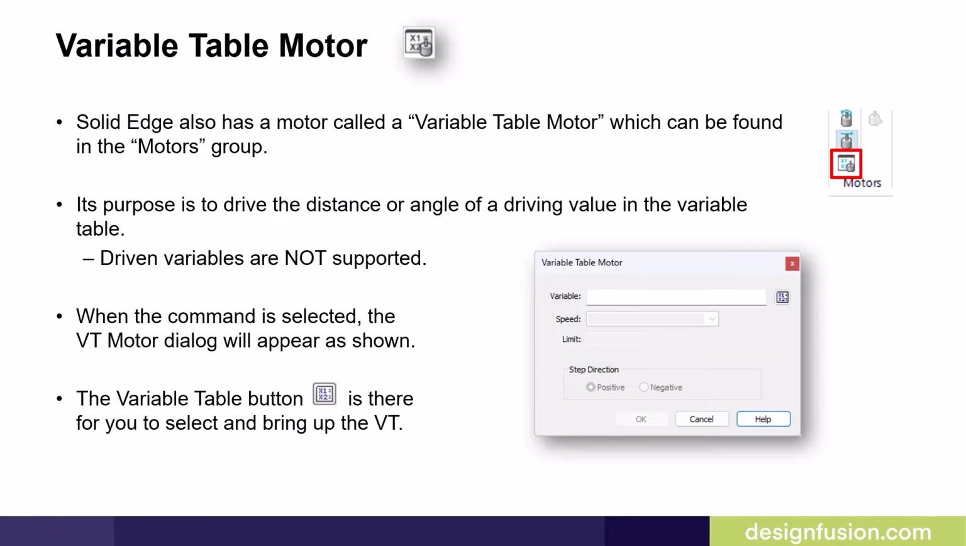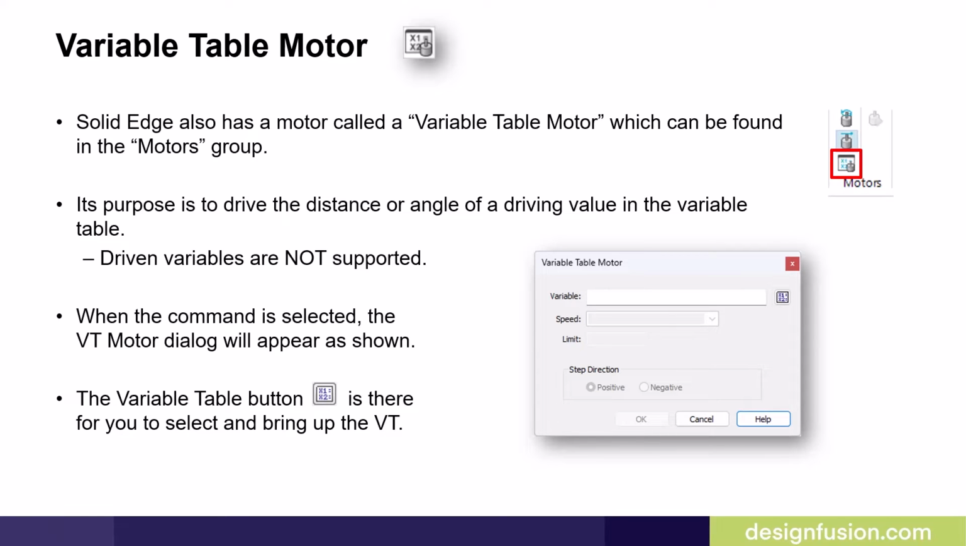You can use the variable table motor command to simulate motion in an assembly by incrementing the variable associated with an angular or linear assembly relationship by a specified amount over a period of time. This allows for more complex motions than can be achieved using the linear motor command or the rotational motor command. Before you can define a variable table motor, a driving variable associated with an assembly relationship must already be defined in the variable table. Driven variables are not supported.